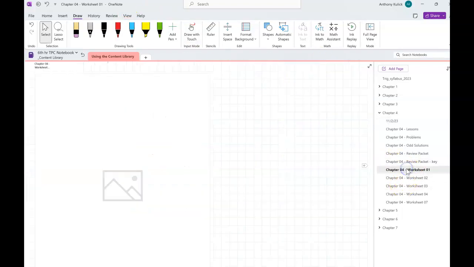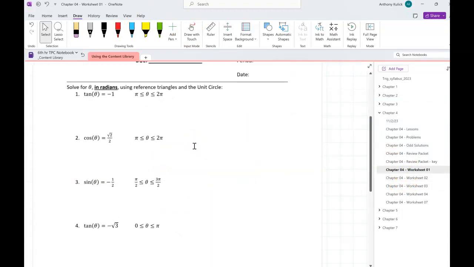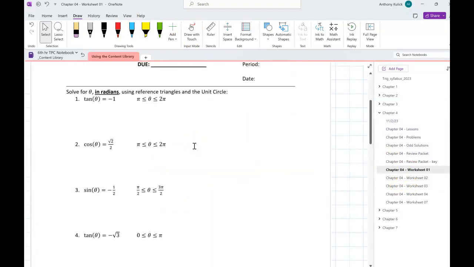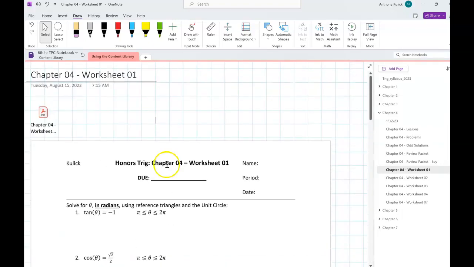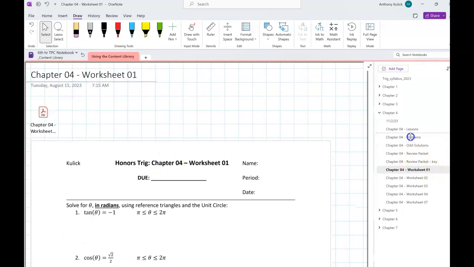What I want you guys to work on here is going to be worksheet 1, which is doing exactly the same kind of problems we have been practicing. So there's 12 problems on worksheet 1. So that's what I'm assigning right now. Just worksheet 1 for right now. That's all I'm assigning right now.